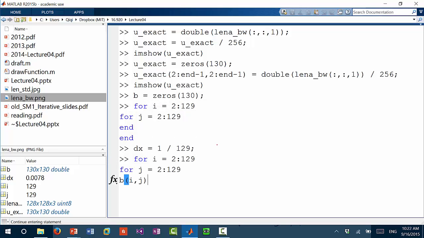B of i, j should be equal to what? What is A times U? Now it's the exercise of converting the matrix operation into a stencil operation. It's just the discrete Laplace operator: U(i minus 1, j) plus U(i plus 1, j) plus U(i, j minus 1) plus U(i, j plus 1). Oh, U exact, sorry.